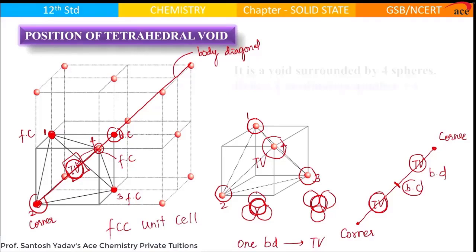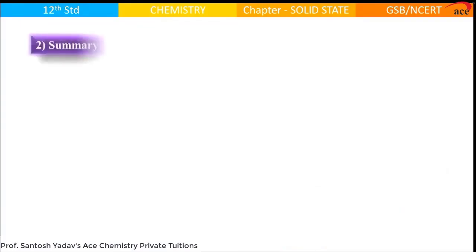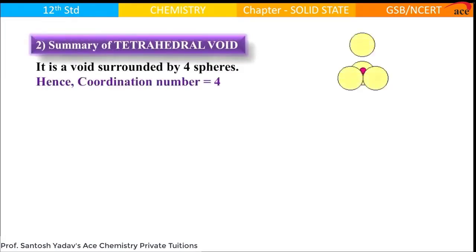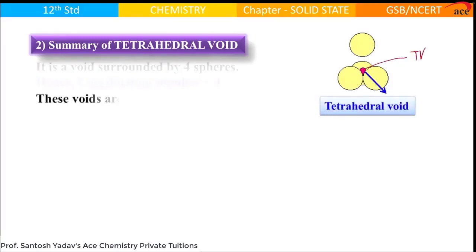So, it is a void surrounded by 4 spheres, therefore, coordination number is 4. Again for you to know, tetrahedral void coordination number is 4. Summary of tetrahedral void: it is a void surrounded by 4 spheres, therefore, coordination number is 4. The red colored ball which has been shown is nothing but a sphere which is exactly fitting into a tetrahedral void.